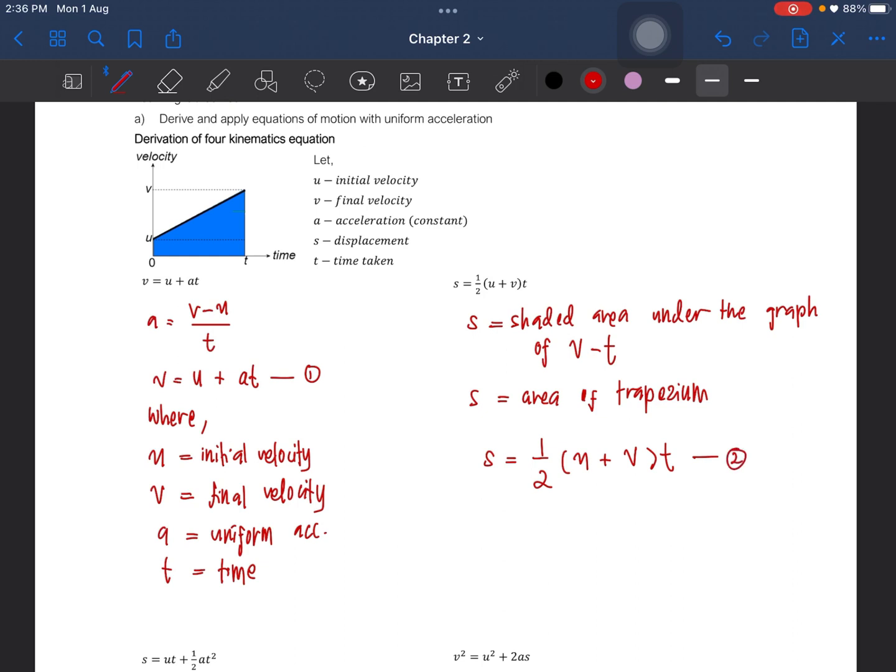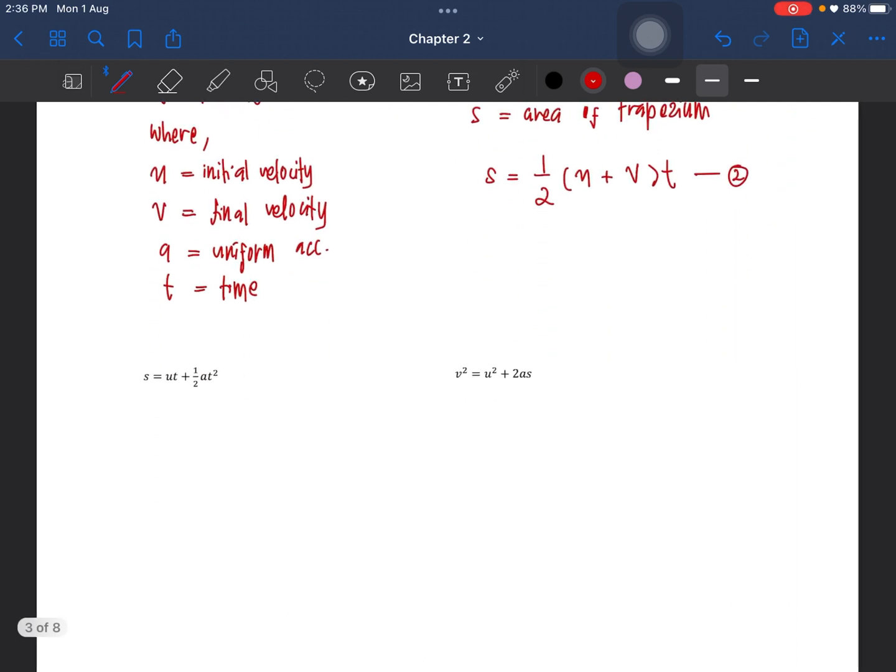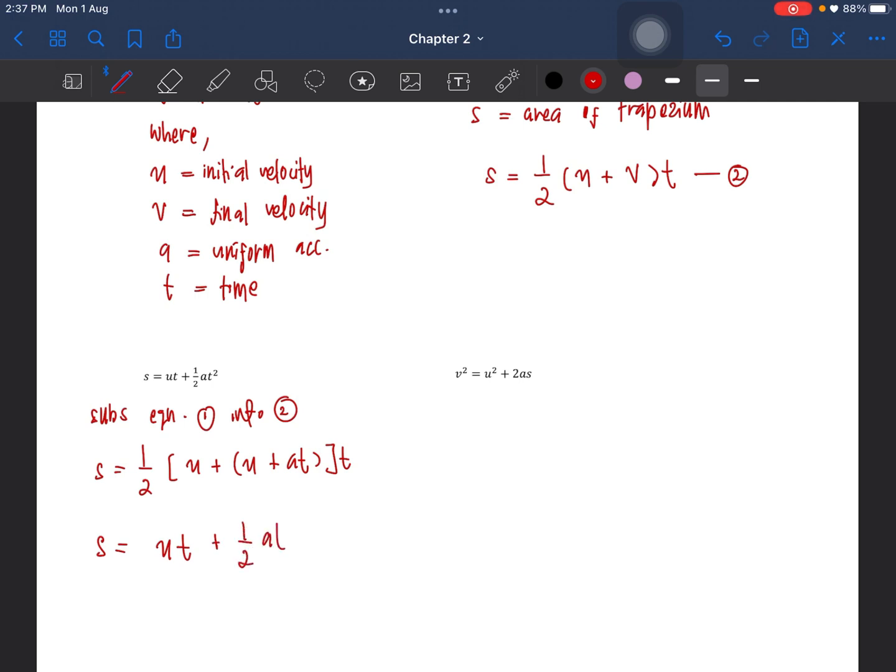After that we can substitute equation 1 into equation 2. So you will get s equal to half (u plus u plus at) times t. From here we just rearrange it, and you will get ut plus half at squared. That is how you obtain the third equation.